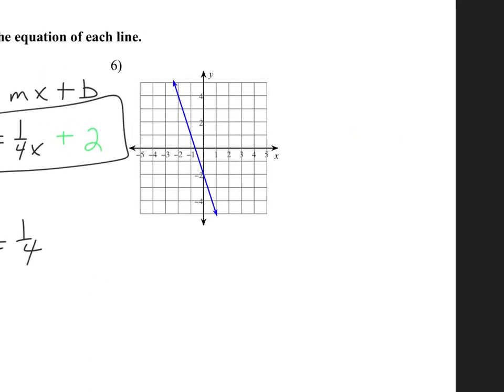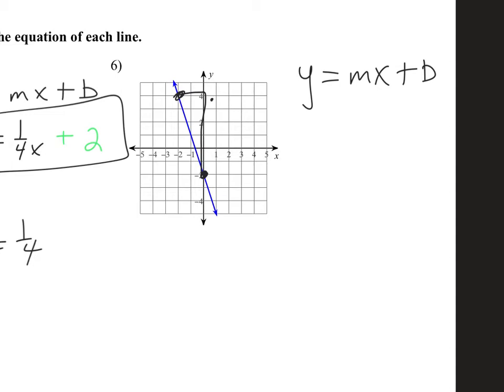Number 6, we're doing the same thing, y equals mx plus b. So I'm going to choose 2 points in a corner. I'm going to choose that one and that one. I'm going to draw my stair step. That was really crappy. Sorry about that, guys.